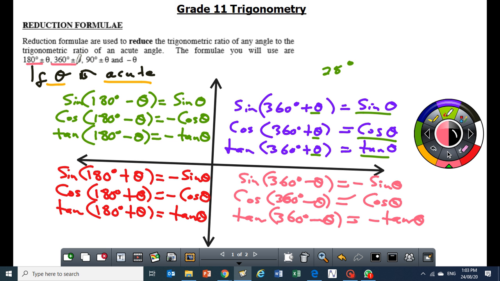But let's go to the question. If you want to prove this, you choose an angle which is acute, put it here, put it there, and see if you get the same thing on the left hand side using your calculator. Okay, it's not difficult. You just need to sit down and memorize it, and make sure you know your quadrants. Alright, so let's move on to the next page.